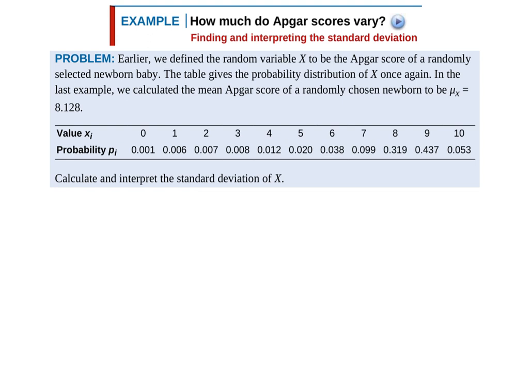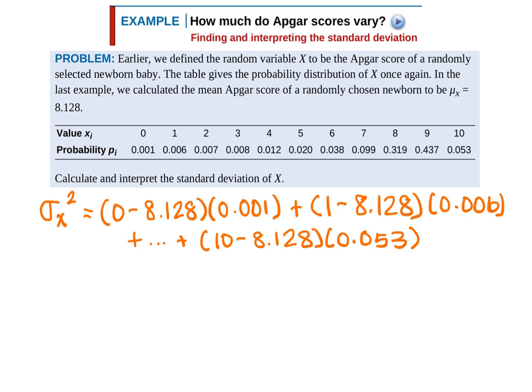I have a feeling you knew where I was going with this. So we're going to find and interpret the standard deviation of those lovely Apgar scores. Earlier we defined the random variable x to be the Apgar score of a randomly selected newborn baby. The table below gives the probability distribution of x once again. In the last example, we calculated the mean of a randomly chosen newborn baby. The mean Apgar score is 8.128. So let us calculate and interpret the standard deviation of this whole thing.